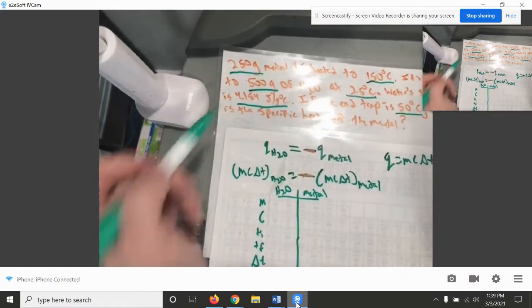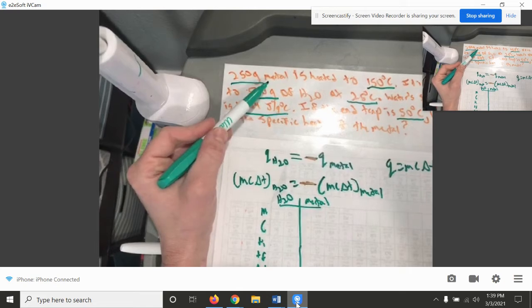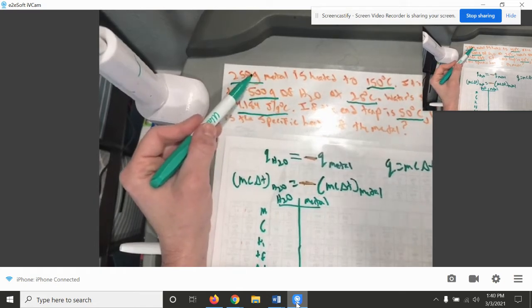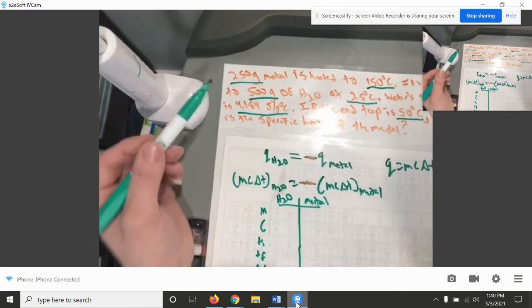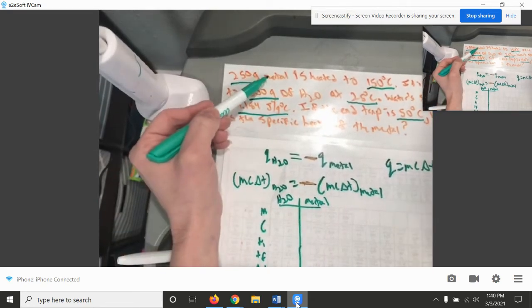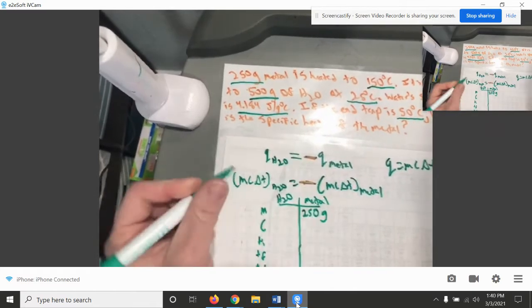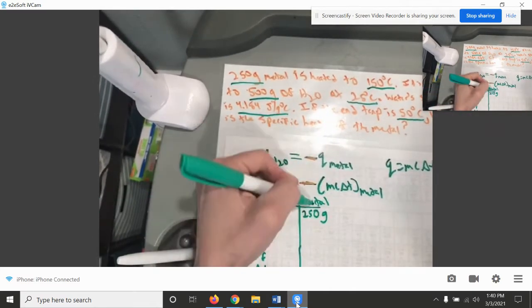So let's break down each number. This says 250 grams of a metal. Grams, we should know, is mass, okay? So 250 grams is mass, so it's going to be one of my M's. It literally says metal, so that means this is going to be my 250 grams here. That's my mass of my metal.